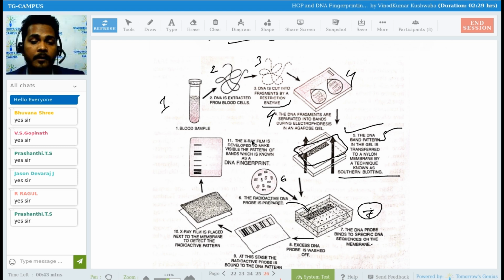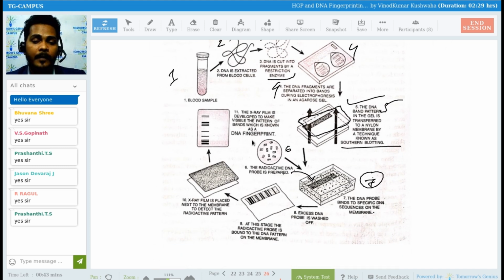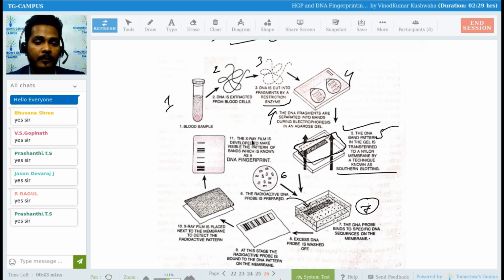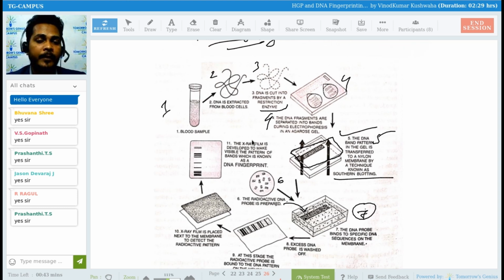So that excess DNA you can wash off, and at this stage the radioactive probe is bound to the DNA pattern on the membrane, and then the X-ray film is placed next to the membrane to detect the radioactive pattern. So here you will get this kind of pattern, and this pattern represents the DNA fingerprinting. So you can easily identify the suspect from this technique, which is called DNA fingerprinting.